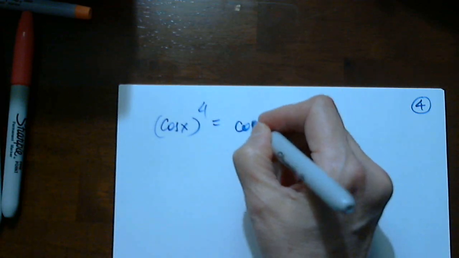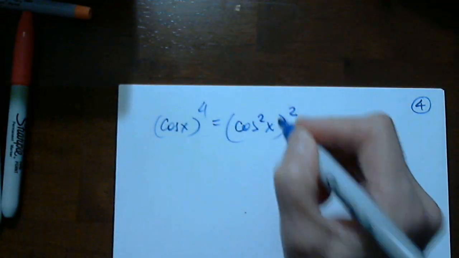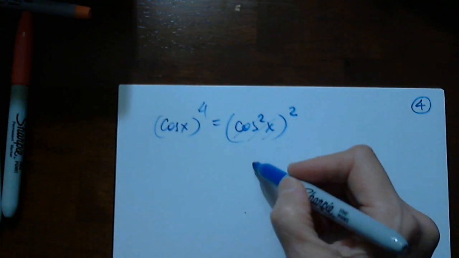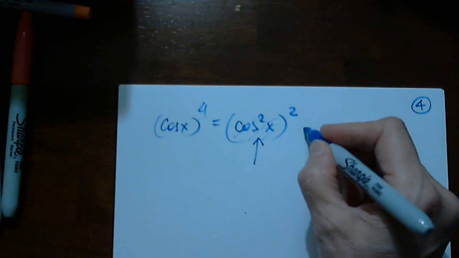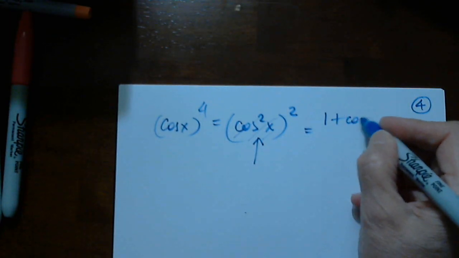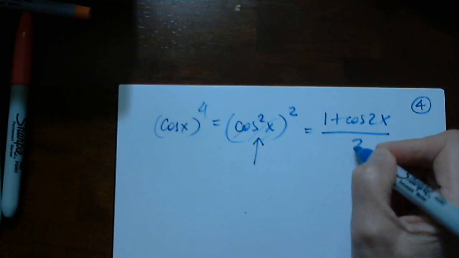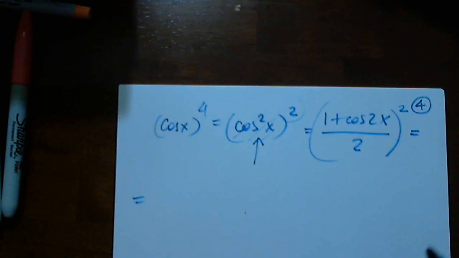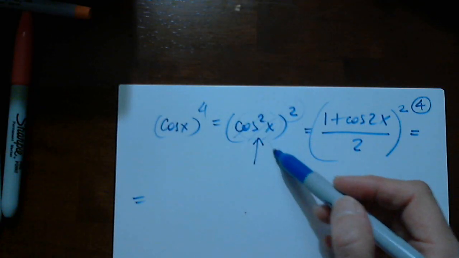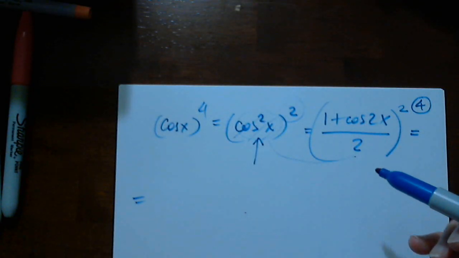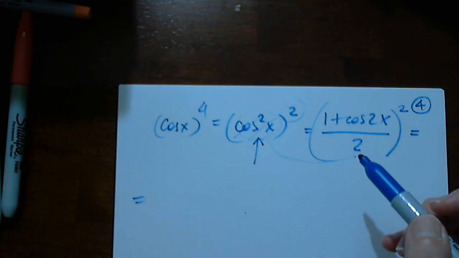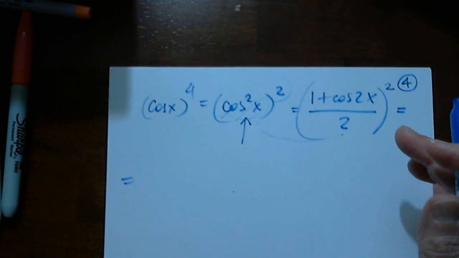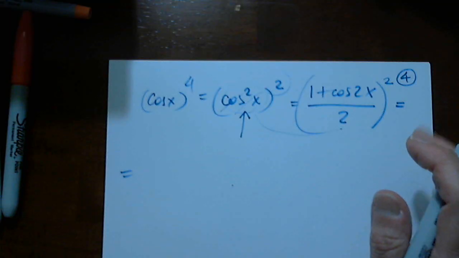So let's do that. So cosine x to the 4th power is the same with cosine squared, everything squared. And this we have a very important formula to replace. It's 1 plus cosine 2x over 2. But now I have to square that. So this is a huge formula. It is very important for Calc 2. Very important. Not as much for Calc 1.